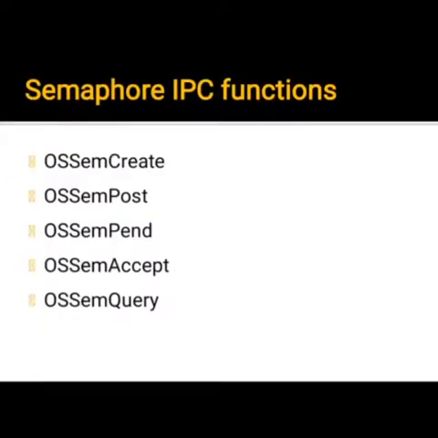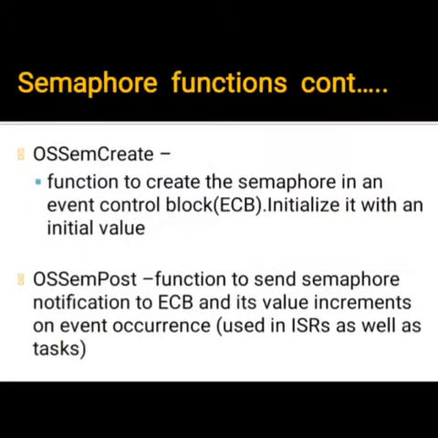Now we'll see the semaphore IPC functions. These are some of the semaphore IPC functions: semaphore create, semaphore post, semaphore pend, semaphore accept, and semaphore query. First we'll see semaphore create. This create function is used to create a semaphore in an event control block and also initialize the semaphore with an initial value. That is, for creating and initializing the semaphore, we use the create function.